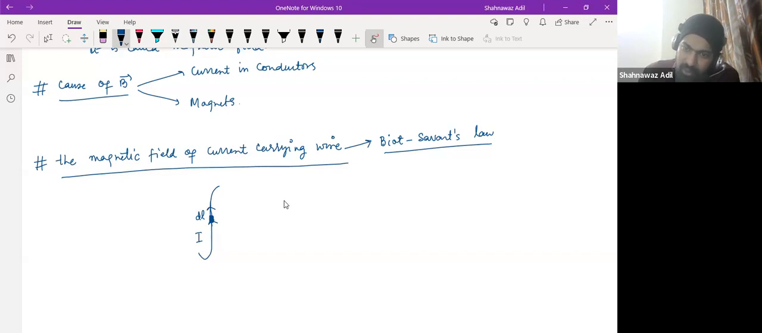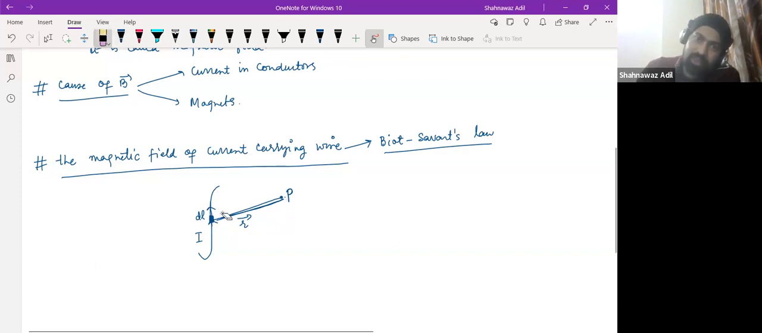Then I want to calculate the magnetic field at this point P. The distance between this length element and point P is, let's say, the vector r. If I represent only the magnitude, that is r. So what does Biot-Savart's law state? Let's say this is theta, the angle between dl and r.